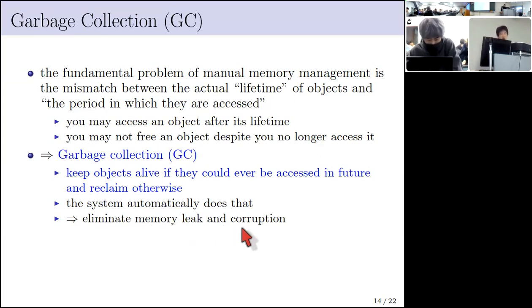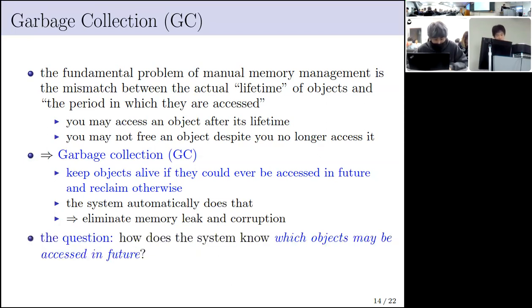So memory corruption happens when you use a memory block after you already delete it. Or memory leak happens when you forgot to delete it when you are no longer using it. So garbage collection prevents both from happening.